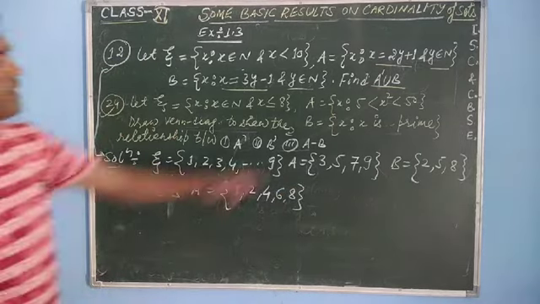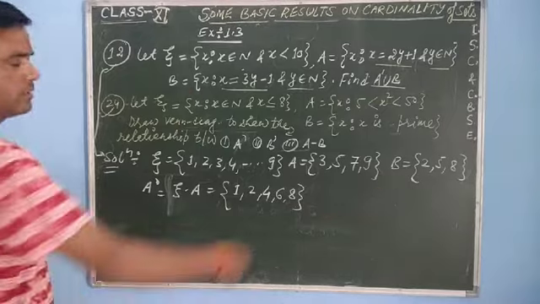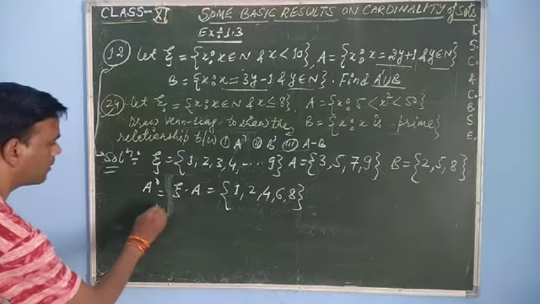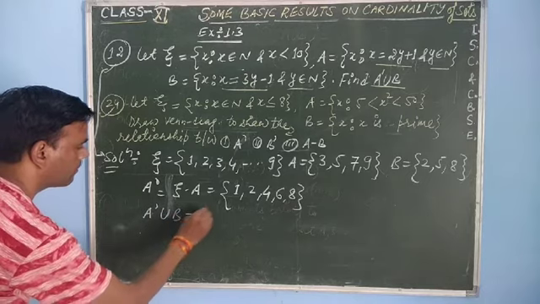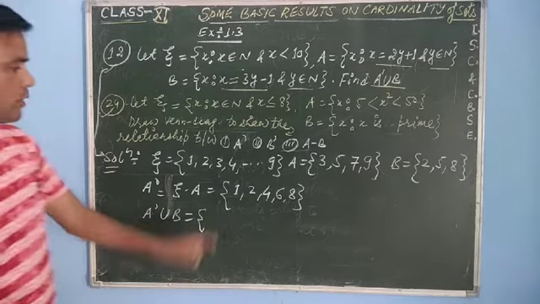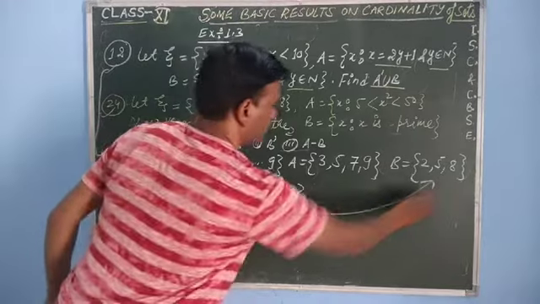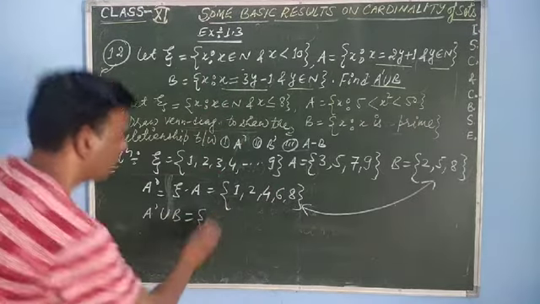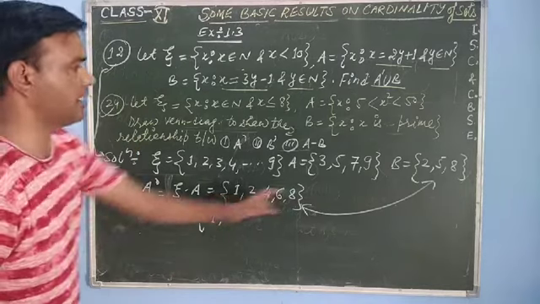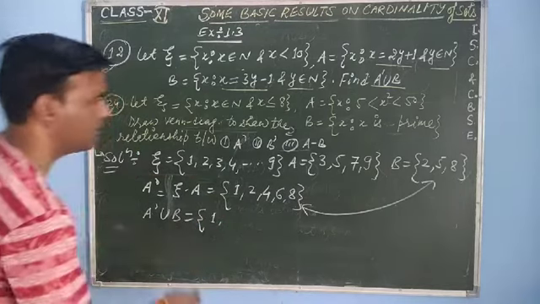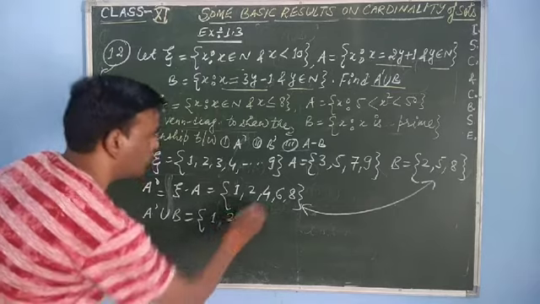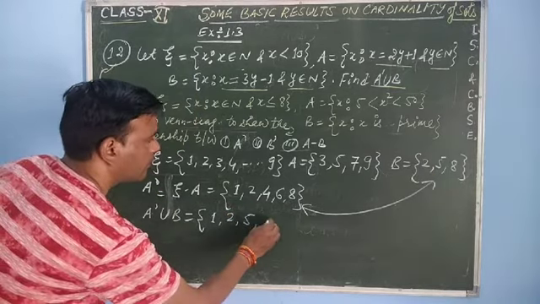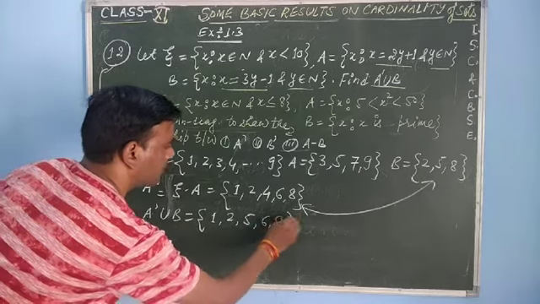Now we have set B. Set B is already given here. So if we try to find A dash union B, you can find it from these two sets, the union of A dash and B. So that will be 1. All the elements of A dash and B, the common element we take one time. Then 2 is common to both, so 2 we take one time. Then 5. Then 6. Then 8. This will be the result.